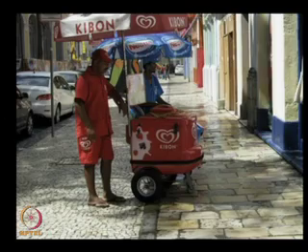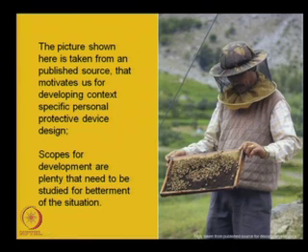Now, this is another area. This figure shows a picture taken from a published source that motivates us to develop context specific personal protective device design. He is doing honey processing, and here, to protect his face, a specific net is being designed. Scopes for development are plenty and need to be studied for betterment of the situation.